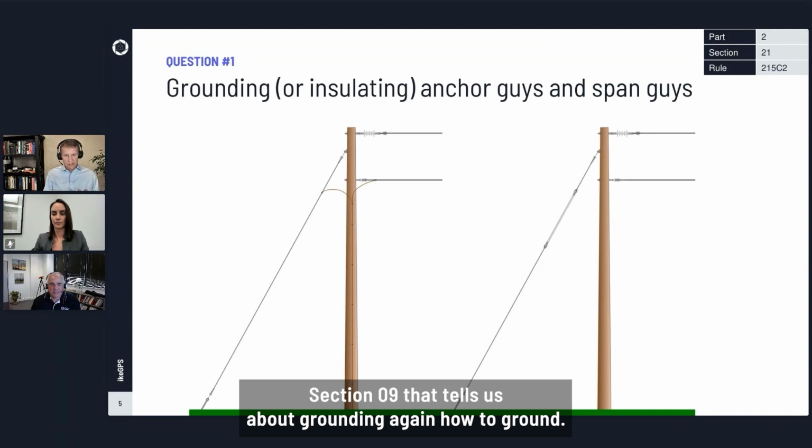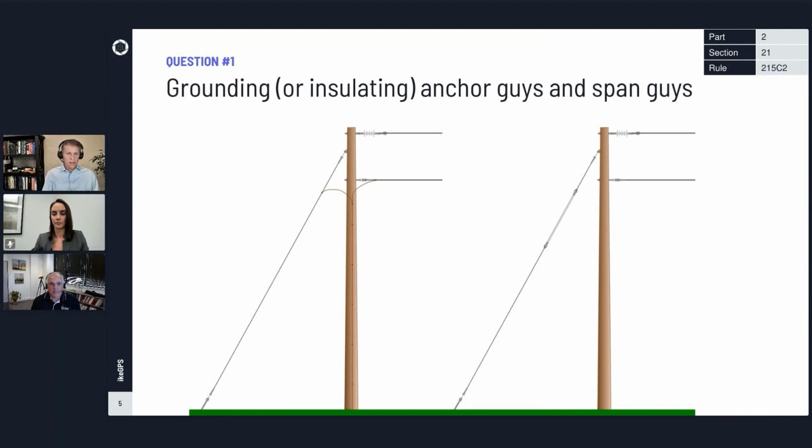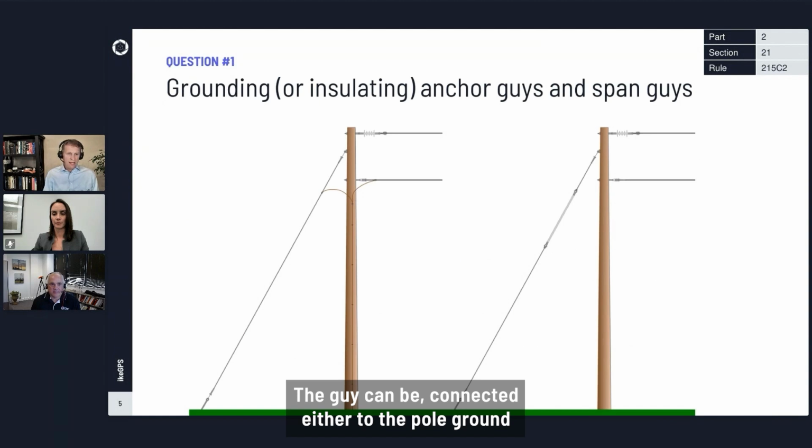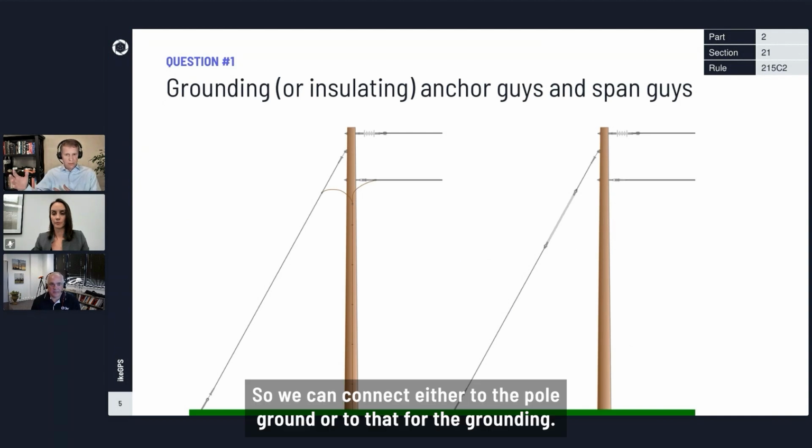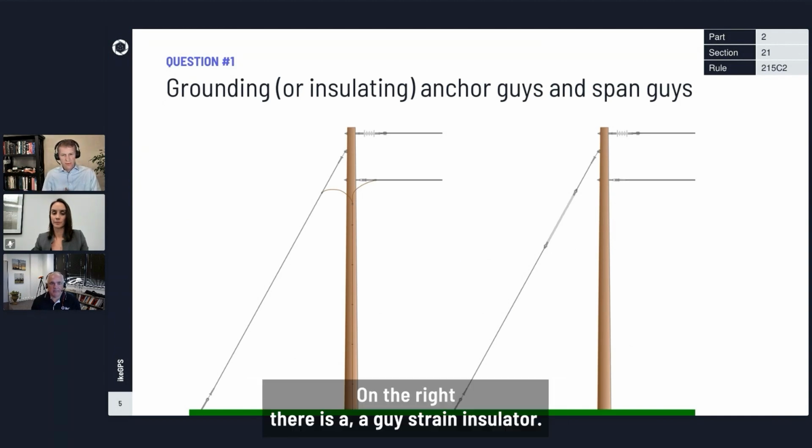Section 09 tells us about grounding, again, how to ground. The guy can be connected either to the pole ground or to an effectively grounded messenger or neutral. Rules 092C and 096C talk about what that means. If they're grounded at least 4 times per mile, they're effectively grounded. So we can connect either to the pole ground or to that for the grounding. On the right there is a guy strain insulator. You might see a Johnny ball sometimes.